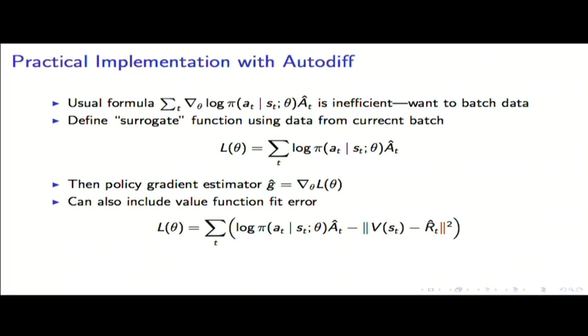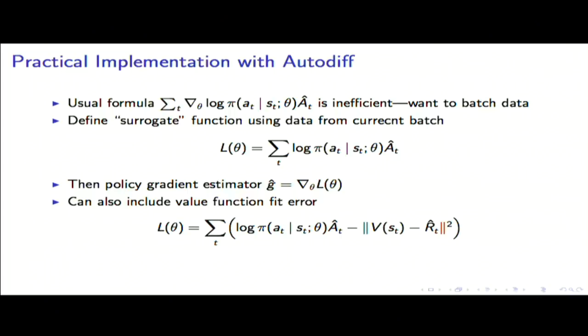And the nice thing about this way of doing things is we can also introduce the value function update into the same calculation. So recall that we're trying to solve this nonlinear least squares problem for the value function. If it's nonlinear, then it makes sense to just optimize the value function with gradient descent. And what we can do is just optimize the policy and the value function at the same time. So we can write down a loss function that involves our policy surrogate term plus the value function fit error, and we can compute the derivative of both of these terms at the same time.